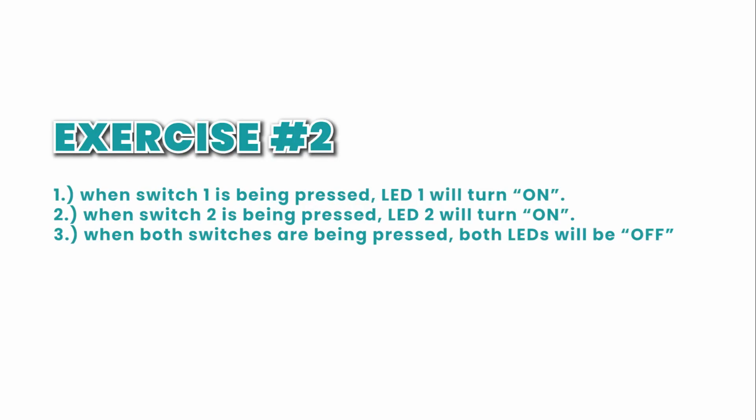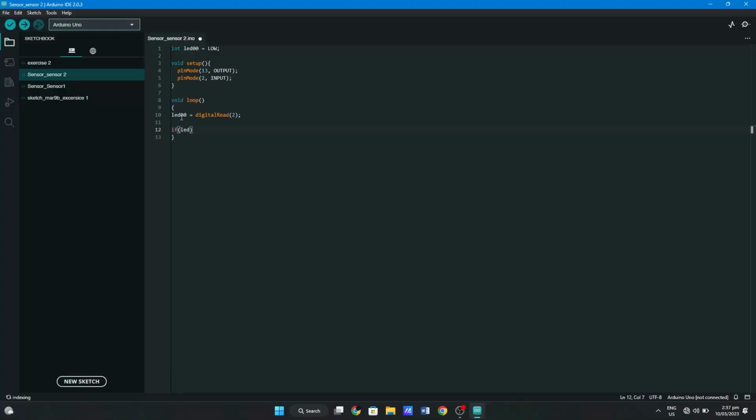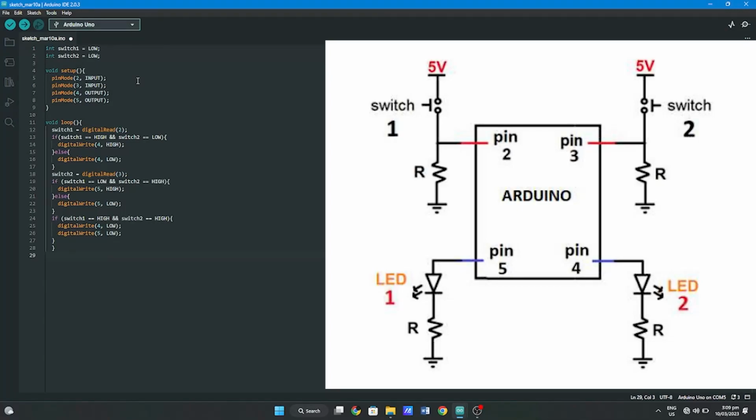Let us now go to the second exercise, in which we will create a program code so that when switch 1 is being pressed, LED 1 will turn on. When switch 2 is being pressed, LED 2 will turn on, and when both are pressed, both LEDs will be off. So here I have typed the code in which it has integer LED pin 1 and 2, which are the LEDs connected to digital pins 4 and 5 of the Arduino. It has integer button pin 1 and 2, which are tact switches connected to pins 2 and 3. And there are also button state 1 and 2, which are low.